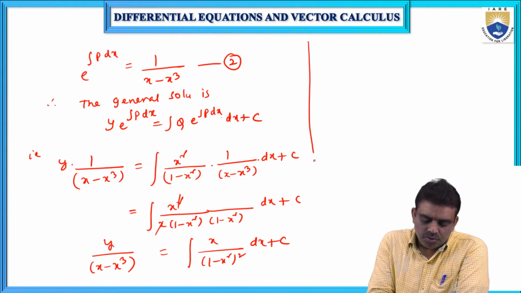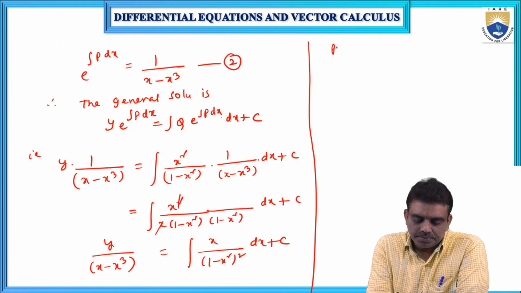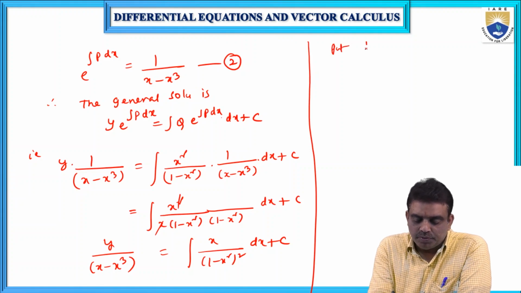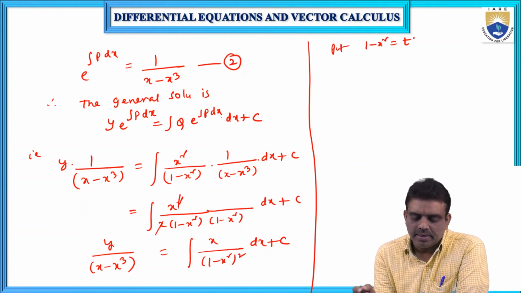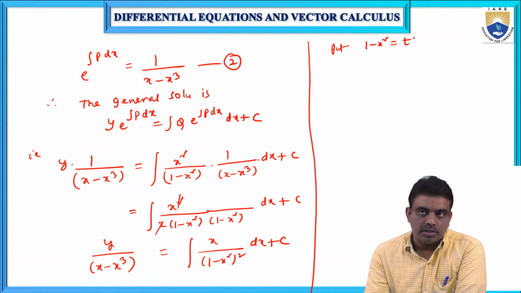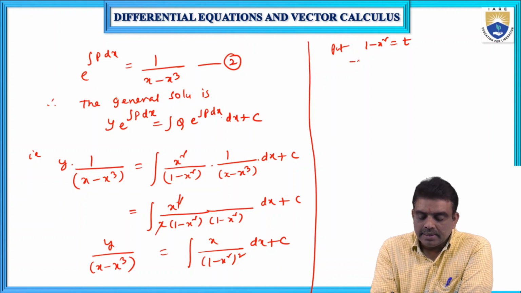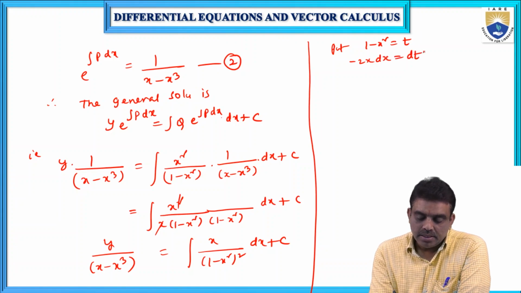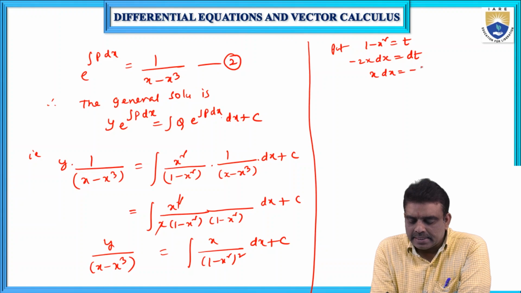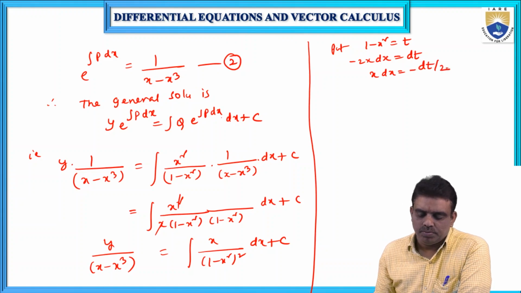Now what I have to do is to integrate this. Put 1 minus x square is equal to t. I am going to use the substitution method to evaluate the integral. Then minus 2x dx is equal to dt. Or what is x dx? x dx is equal to minus dt by 2.